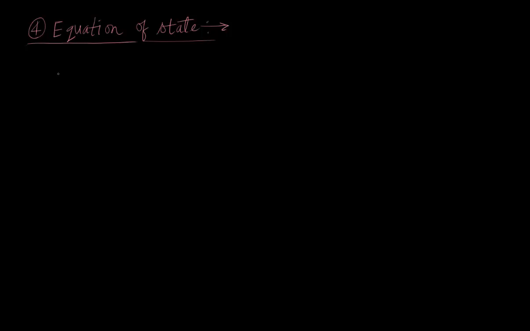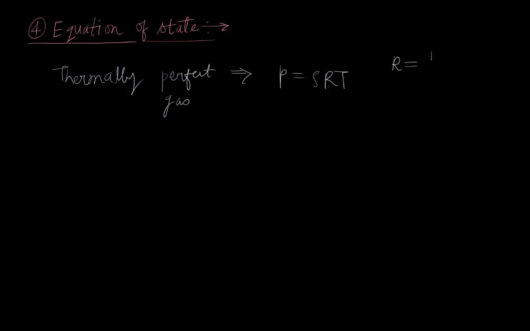But for the sake of simplicity, we assume that our gas is thermally perfect, and for such gas, the equation of state, as we all know, is P is equal to rho into R into T, where R is equal to Ru, which is the universal gas constant, divided by the molecular mass of the gas.